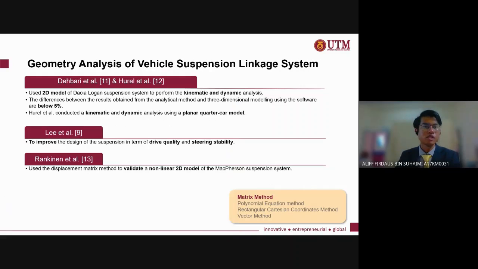Okay, for the geometry analysis of vehicle suspension linkage system, Debari used a 2D model of the Dacia Logan suspension system to perform the kinematic and dynamic analysis. And based on his findings, the differences between the result obtained from the analytical method, which is the matrix method over here, is below 5% when compared to the 3D model.